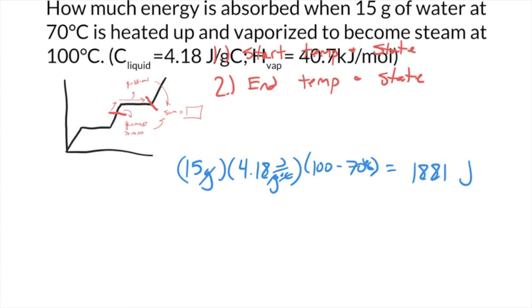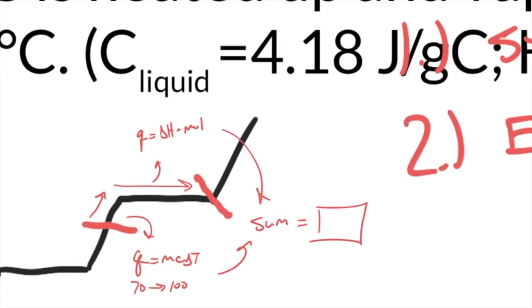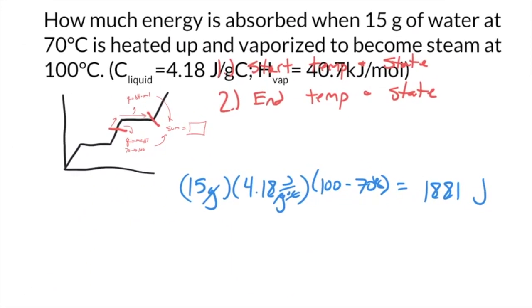Now that it's boiling, I need to calculate the energy that it takes to vaporize all 15 grams of water. And in order to do that, again, I'm going to use delta H times moles. So that being said, I'm first going to figure out what delta H for vaporization is. Again, I'm going to pull that off a table.